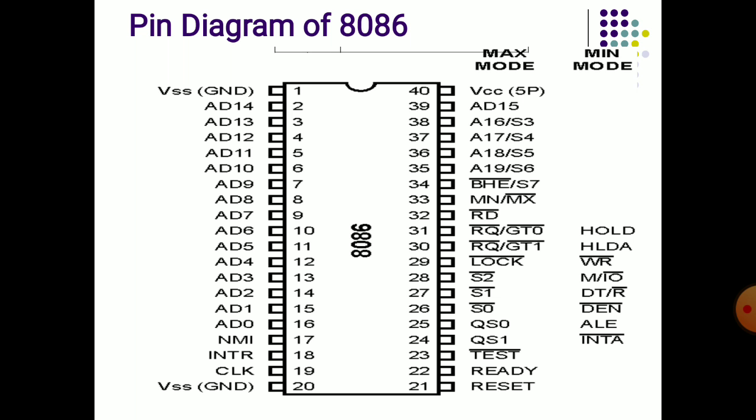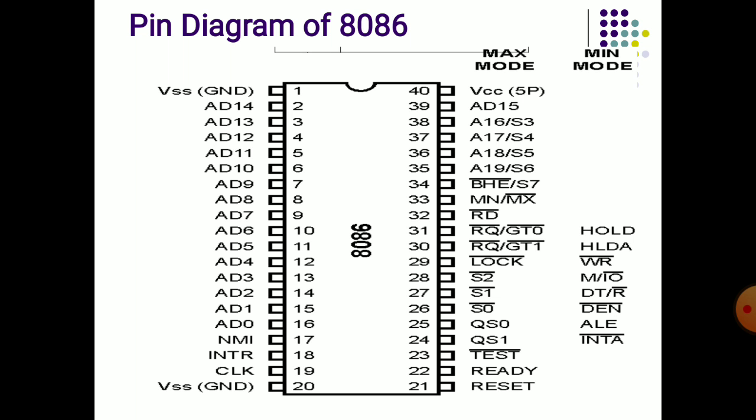And RQ/GT0 bar and RQ/GT1 bar mean request and grant signals. For example, if you want to communicate from our main CPU with other CPUs, we are going to request the system bus. I need to operate some operations, so we have to give the request. After the request is accepted by the other processor, a grant signal will be generated from the other processor to the main CPU.